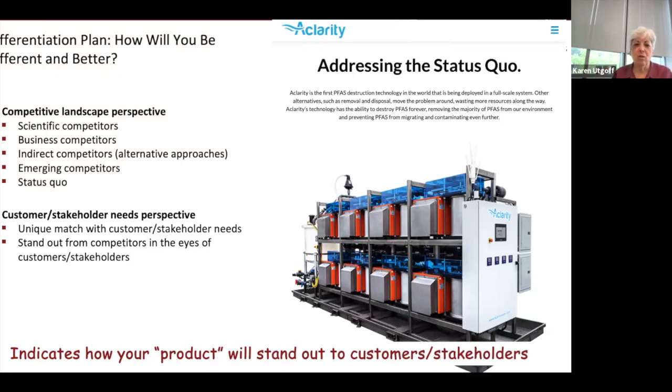What you're looking for is a unique match between customer and stakeholder needs and what you're going to build. And customer and stakeholder needs are really hard to change. So chances are, if you have the insight that customer and stakeholder needs are close to what we have, but we need to do something a little bit different, you're going to have to think about how in your translational research you're going to do that something a little bit different so that you can stand out from competitors in the eyes of your customers and stakeholders.